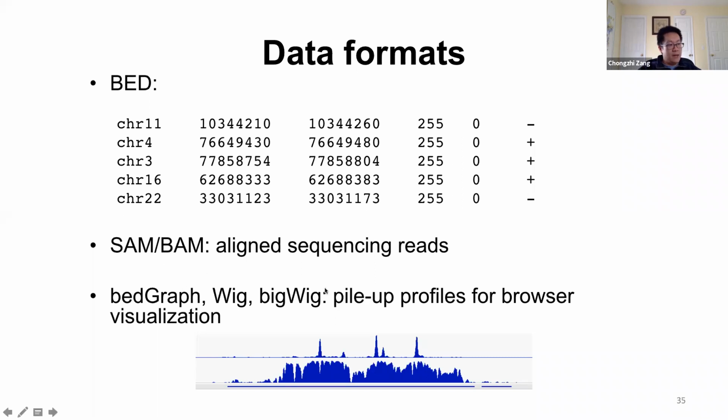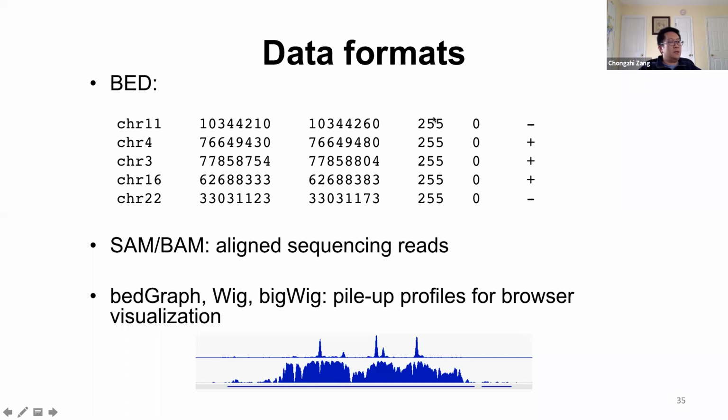There are several other data formats that we'll briefly mention now and discuss in more detail in later lectures, including bedGraph. BedGraph, Wiggle, and BigWig are used to build a profile for browser visualization. A bedGraph file is also a variant of a BED file, in which the first three columns are still chromosome, start, and end.